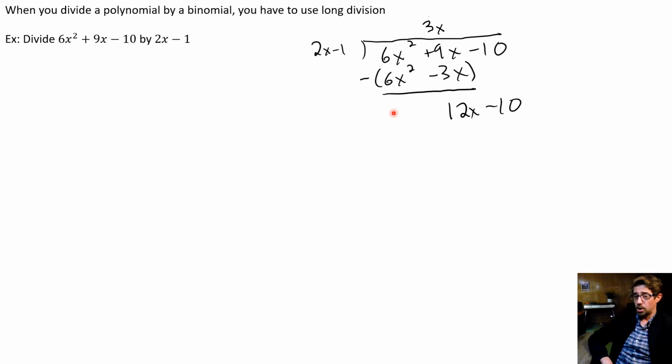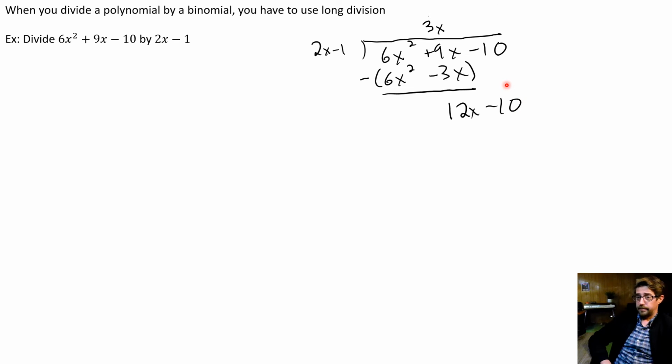So the first term should go away if you did it right. 6x squared minus 6x squared is 0. 9x minus negative 3x is 12x. And then remember the next thing you do in long division, you bring the next digit down. So in this case, you just bring the next term in the dividend down. Okay, so the negative 10 comes down.